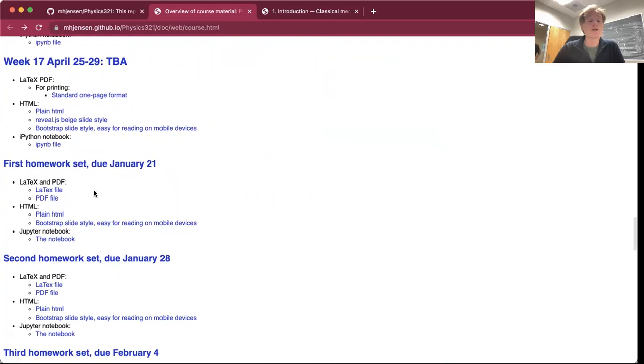The first homework set, which is set for January 21st, comes with a PDF file of the exercise. There's a LaTeX file if you would like to typeset mathematical equations using LaTeX as a typesetting program. There is also an HTML format. And then there's a Jupyter notebook, which you can use as a starting point for solving the exercises.